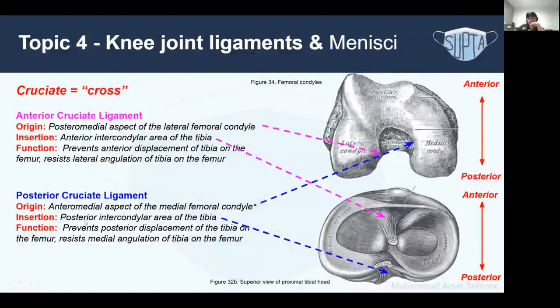The posterior cruciate ligament is the opposite. It originates from the anteromedial aspect of the medial femoral condyle, and it inserts onto the posterior intercondylar area. The main bit to understand is the origin, which is the hardest bit to remember, but if you visualize it, it becomes a bit easier. It prevents the opposite, so posterior displacement of the tibia, because it's the posterior cruciate ligament, and medial angulation of the tibia on the femur.